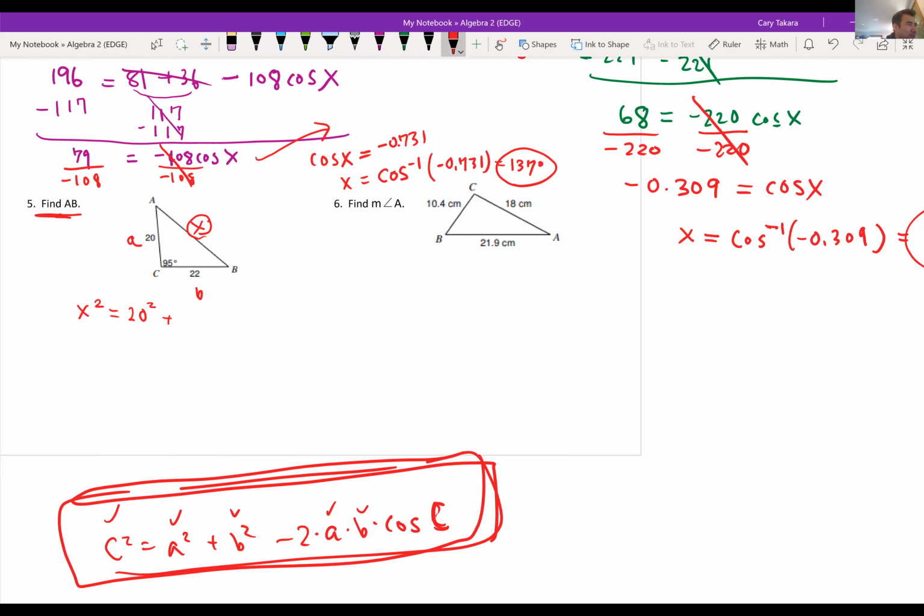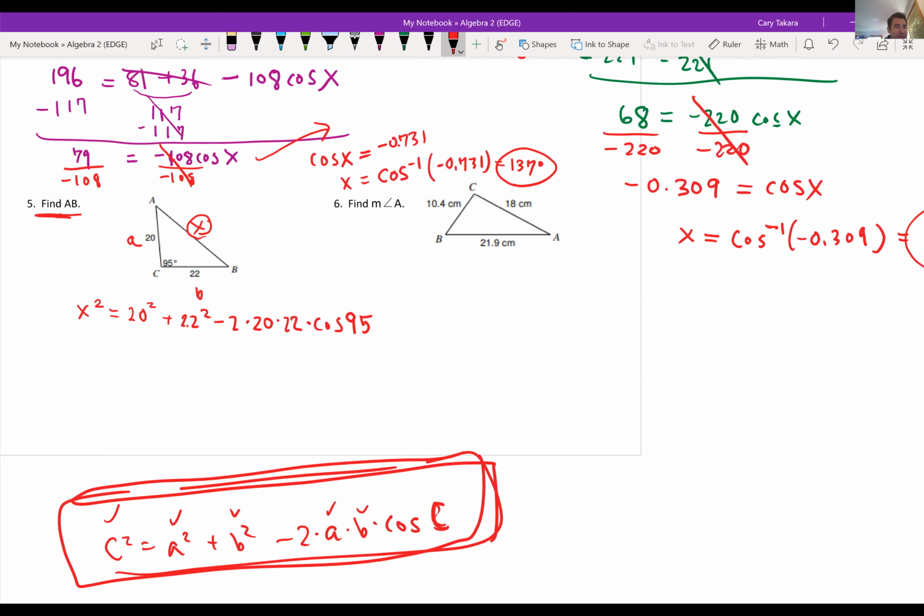The answer, no, that's a very good question. It doesn't matter which one you call A and B. So you could call 20 as a B and 22 as an A, but you will still get the same answer. So 22 squared minus 2, 20, 22, cosine of angle 95. Okay. That's how you set it up.